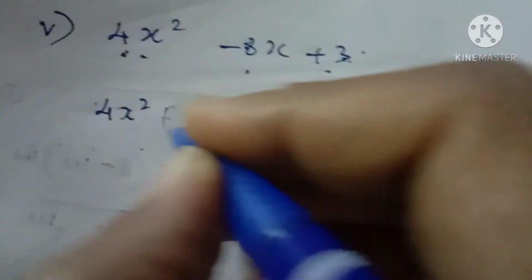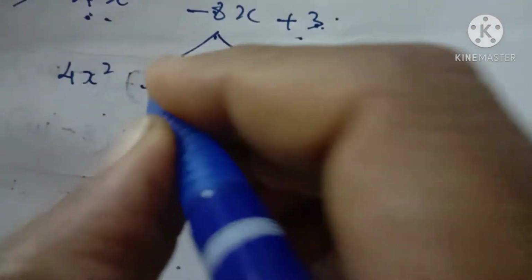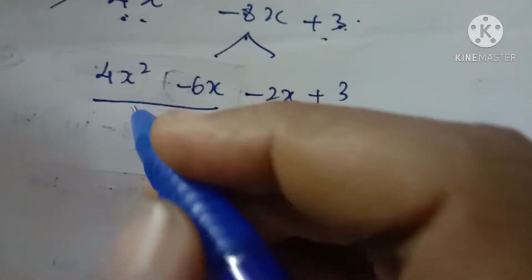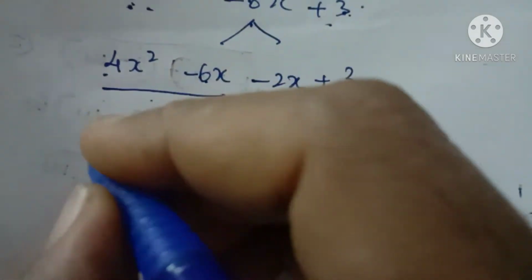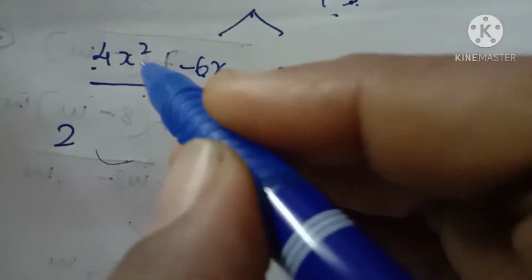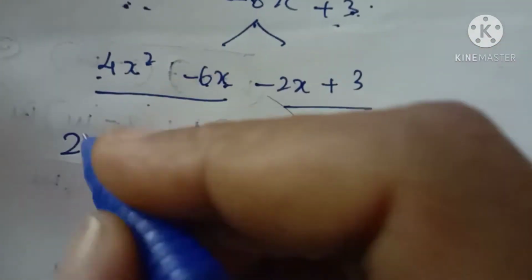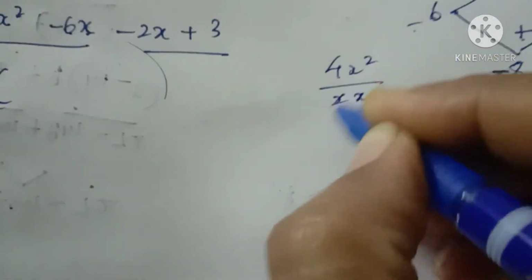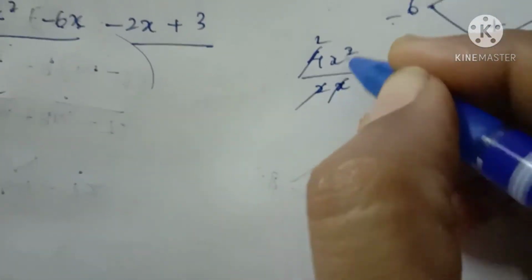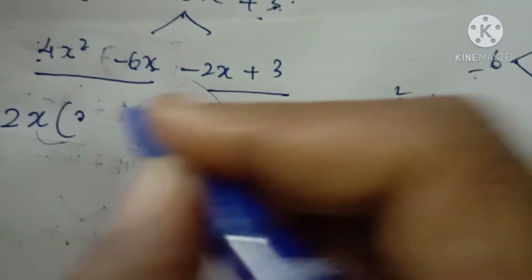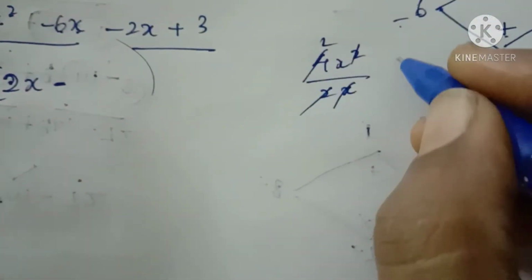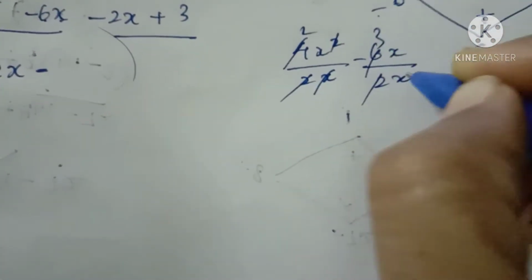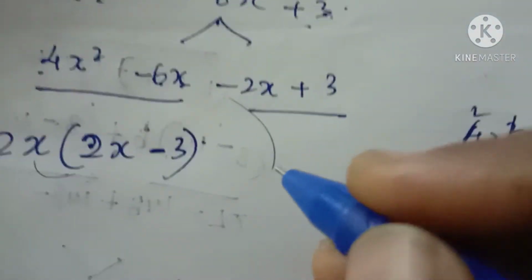Then 4x square, splitting the middle term, minus 6x minus 2x plus 3, and then group the terms. If you see here 4 and 6 is divisible by 2, therefore take 2 as common, and then here x square and x, so x as the common. Now 4x square divided by 2x is 2x, 2 minus 1 is 1, therefore 2x. Minus 6x by 2x, here 3 times, x and x cancel, therefore minus 3.